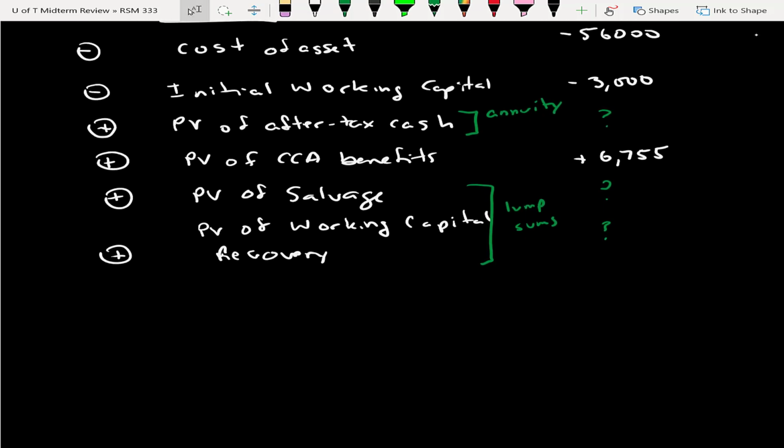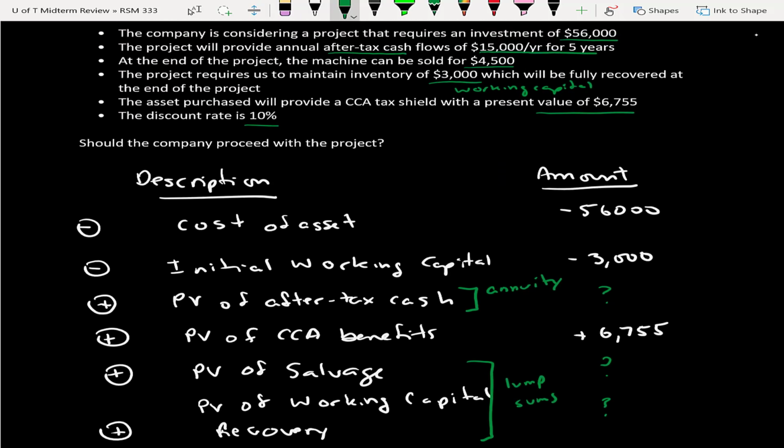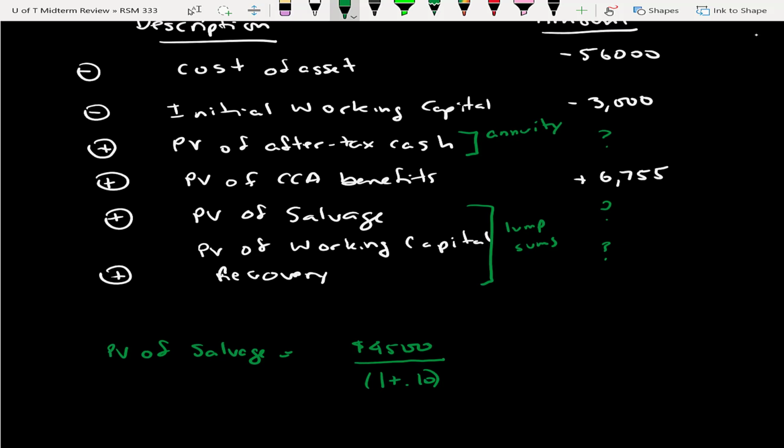So let's do it one at a time. The annuity, actually let's do the easy stuff first. Let's do the present value of the salvage. So the present value of the salvage is equal to the $4,500 that we will get for salvage at the end of the life, divided by 1 plus the discount rate of 10%. And the project life is, how long did they say? 5 years. Okay, so let's put 5 here. So the present value of the salvage is going to be $2,794. Okay, so we can fill that one in here. Positive 2,794.